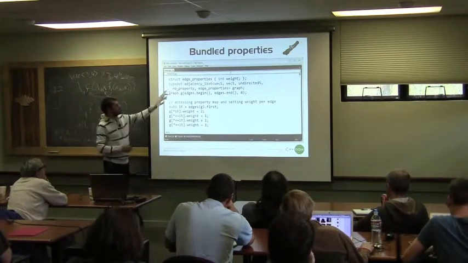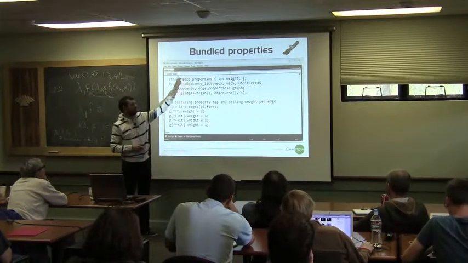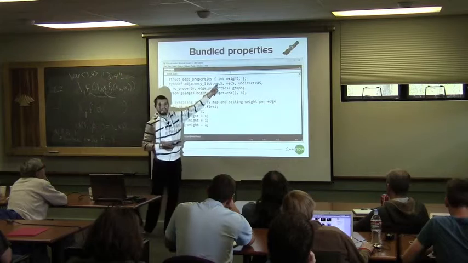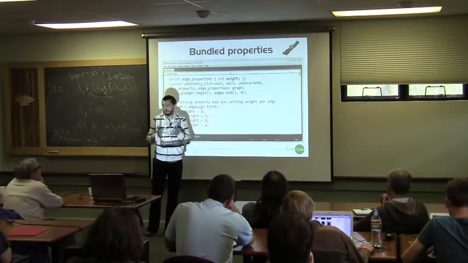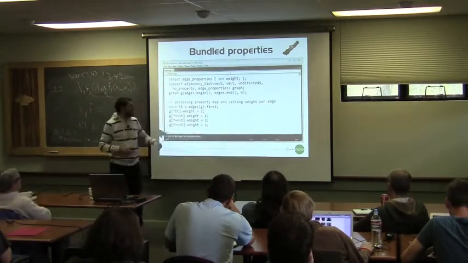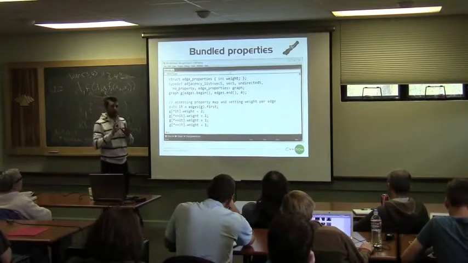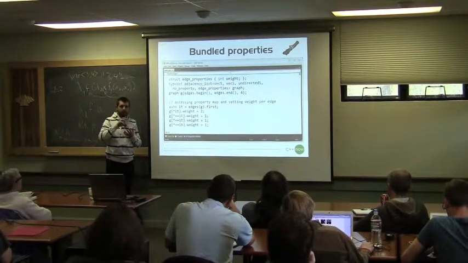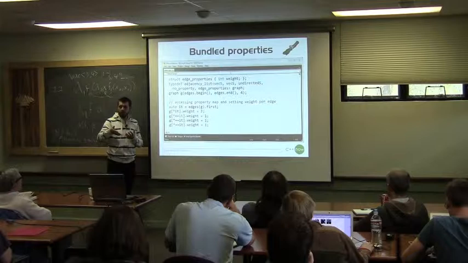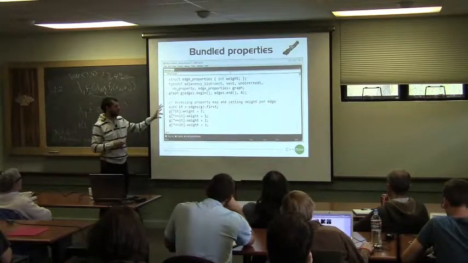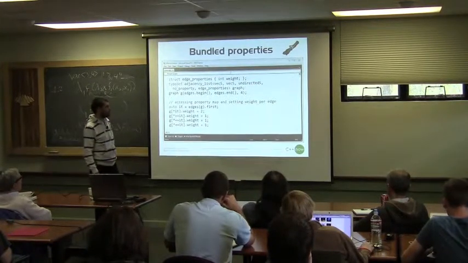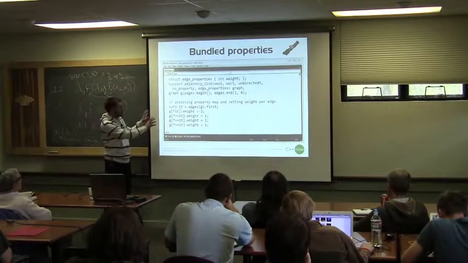When I use these so-called bundled properties, it's called bundled properties because you can easily bundle a couple of properties. It's just a bunch of member variables. If you use these bundled properties, you can also, again, access these properties individually per edge. We have seen how this works before. We will have a look now at how it works with these bundled properties. The code is a little bit easier.